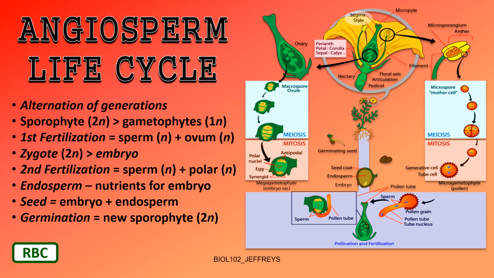Important to remember, I mean, alternation of generations, 2n to 1n back to 2n, you know that. Sporophyte to gametophyte back to sporophyte, you know that. Important to remember about angiosperms is the first fertilization event generates the embryo, and the second fertilization event generates the endosperm, which is necessary to allow the embryo to survive for many, many years.